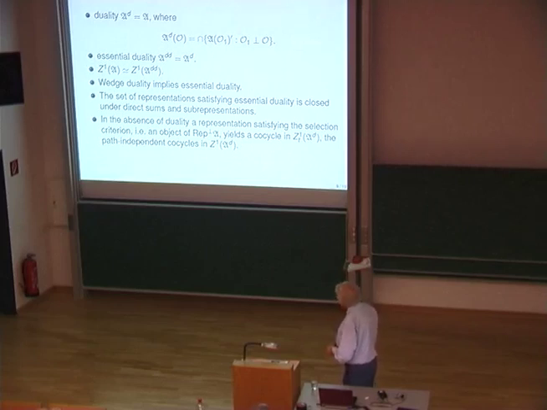In the absence of duality, a representation satisfying the superselection criterion, which I consider as an object of another C-star category, rep perpendicular of A, yields a one co-cycle in the dual net with an index T which denotes path-independent co-cycles. But this is not a very useful result because the dual net may not be local, so you can't go further and define tensor products and things like that.